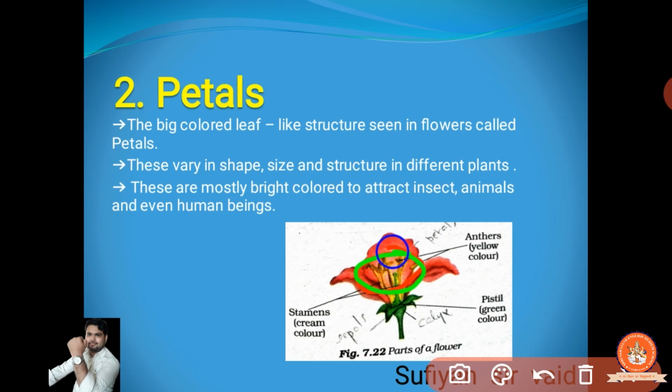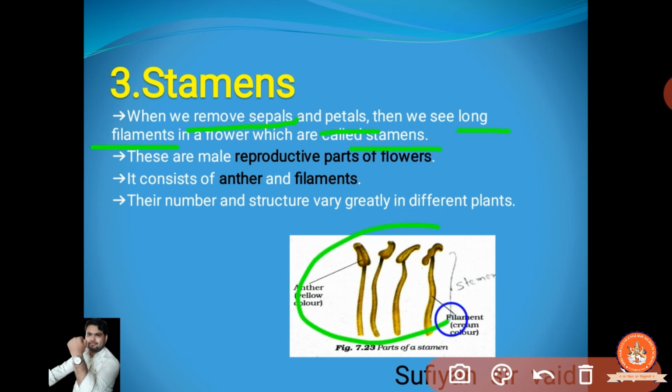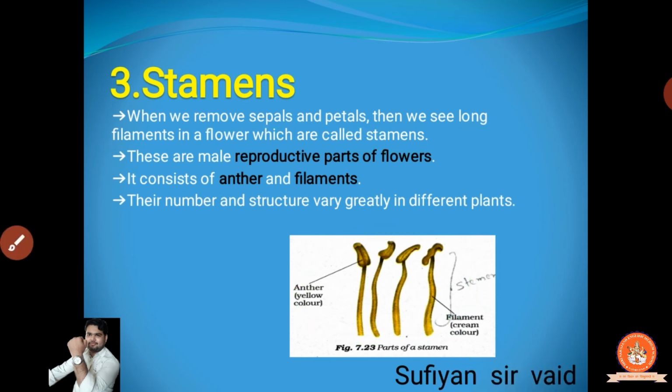Okay, so this part we are observing, what is it? Stamen. When we remove the sepals and petals, we see long filaments in the flower, which are called stamen. Clear? So the stamen is what? When we remove the sepals and petals, we get long filaments, known as the stamen. Clear?